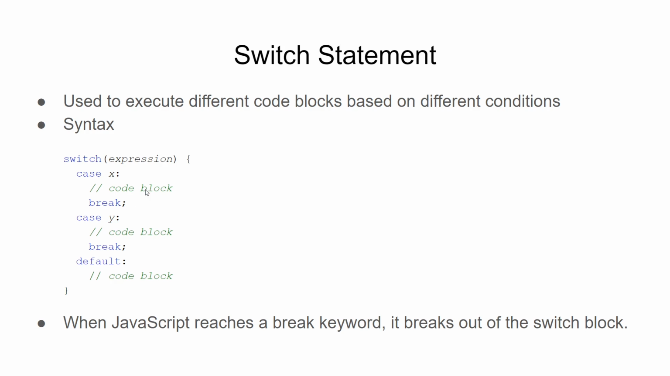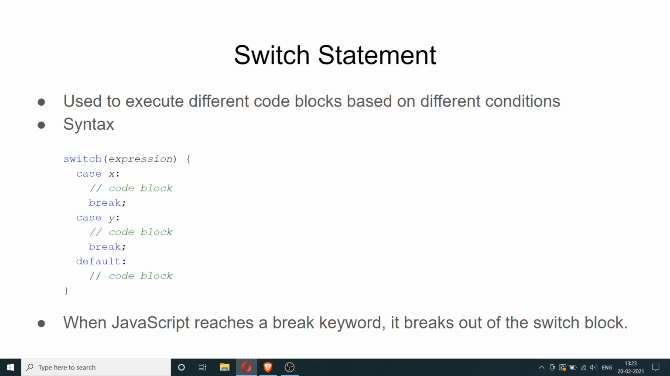So this is how the switch statement works, and it's especially useful when you have a certain expression that can result in a predetermined number of values. It can either result in X or Y or something else. Then we can use switch statements to conditionally execute different pieces of code. And the break statement is used to exit the switch statement. So let's have a look at an example of this.